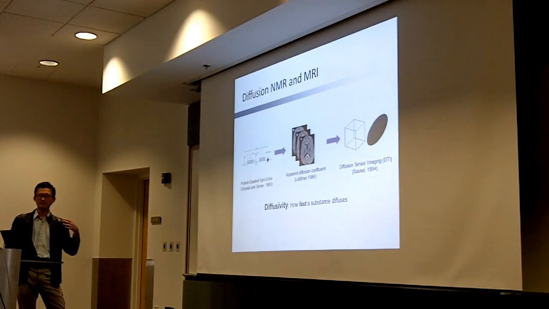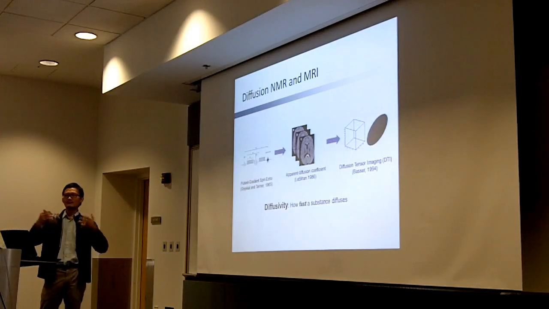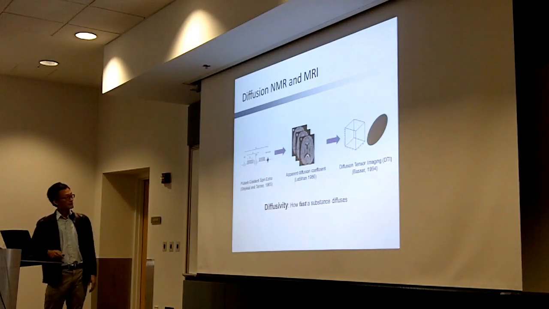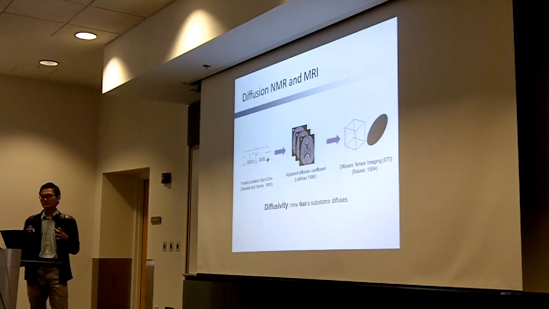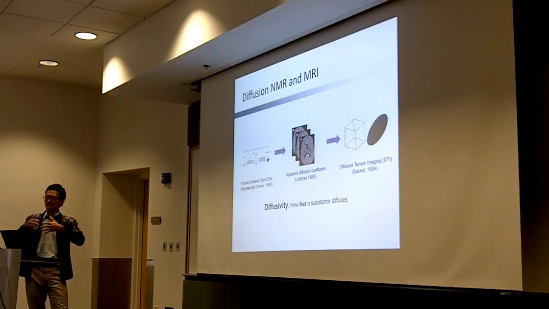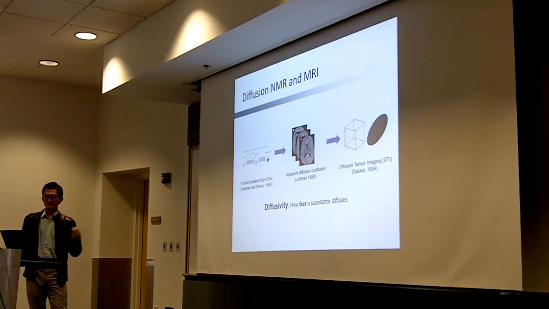We didn't have MRI, we just had NMR. NMR is just like a scanner: you put a substance in, a solution in, then you get a signal out. There's no mapping, no imaging, it's just a signal. At that time, there was already a way, so what MR physicists wanted to do was measure something called diffusivity, which is how fast a substance will diffuse within itself. And what they did was put the substance in the MR scanner and take the signal.